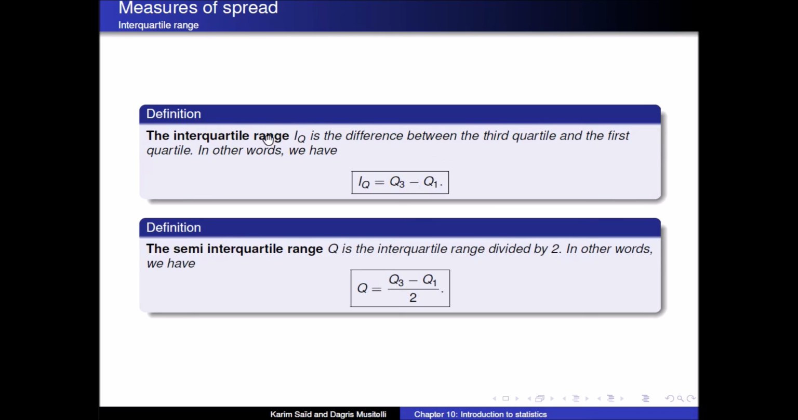Knowing that, we can compute the interquartile range. It's just the difference between Q3, the third quartile, and the first quartile, Q1. Like the range, but with the quartiles: one minus the other one. And we also have the semi-interquartile range. It's the same, but we divide it by 2. So it's kind of a mean here.